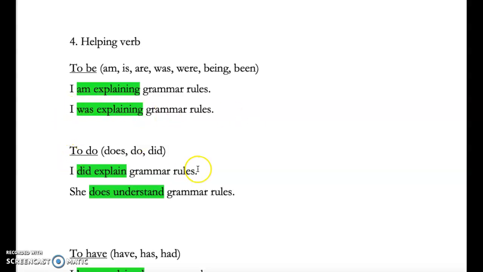Now, both I did explain grammar rules and I was explaining grammar rules put this event in the past. But you can feel that there's a slightly different kind of emphasis if I say I did explain the grammar rules. It's like I'm trying to really emphasize the point that it happened, and it's important that you understand that it happened. I could also say she does understand grammar rules. Now, this makes it sound like it continues to happen from the past into the present and into the future. So notice that to do also expresses the emphasis with which something is done and also when it is done.